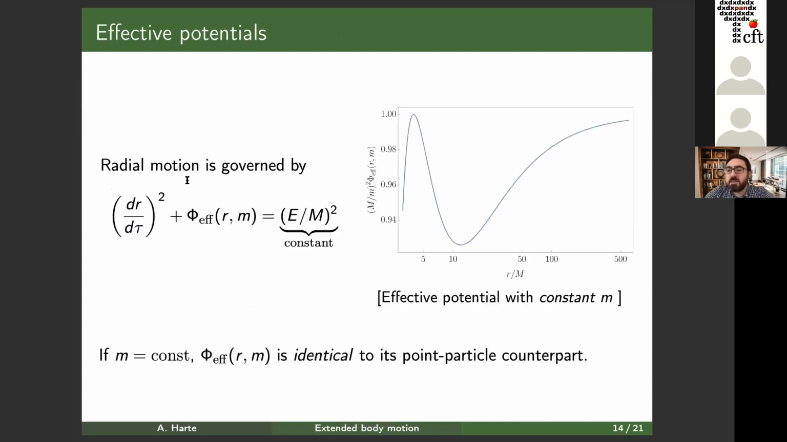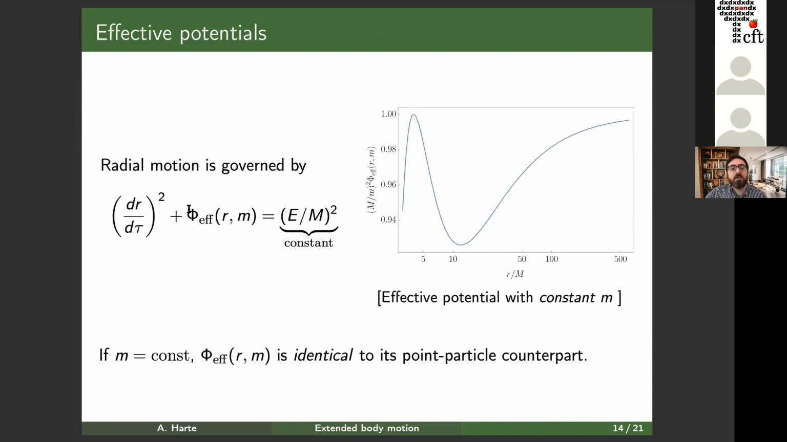All right, so what does this motion look like? It turns out that the radial component is basically determined by effective motion in a one-dimensional potential of a non-relativistic body. And this looks very much like a textbook description of geodesic motion in the Schwarzschild spacetime. I'm not talking about geodesics though, I'm talking about extended bodies.